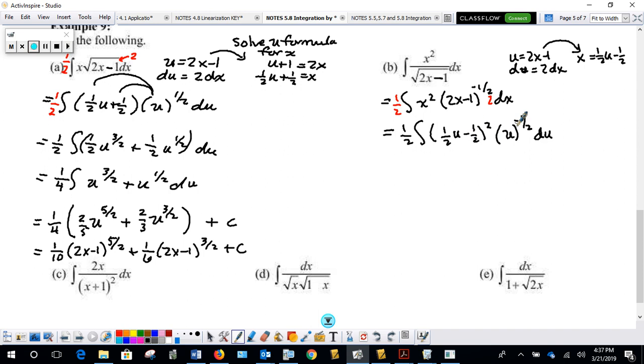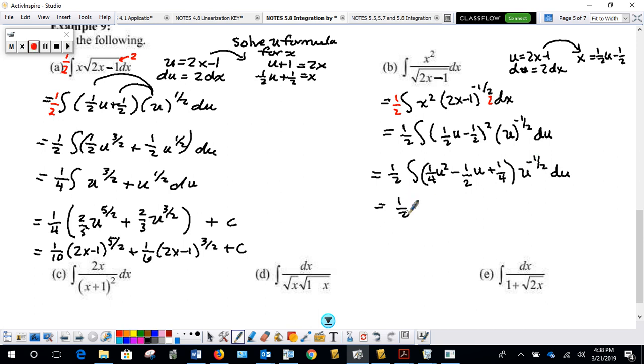And again, the only advantage of this is that I can actually square this. I can't actually distribute the square root over that one, but I can distribute a square over this one, provided I FOIL correctly. The first term would be 1/4 u squared, minus 1/4 times 2, which would be 1/2 u, plus 1/4, because you're squaring that. And you have this times u to the negative 1/2 du.